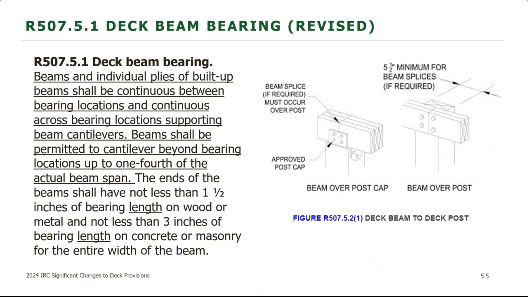The second sentence was also actually up above, and they slid this down as well. And that says a beam shall be permitted to cantilever beyond the bearing locations up to 1/4 of the actual beam span. So if you have a beam span that in those tables you're permitted to have an 8-foot beam span, you can now do a 2-foot cantilever. That's 1/4 of the actual beam span. And then the bottom sentence there just adds in the word length just to make sure that it's very clear that the ends of the beams shall have 1.5 inch bearing length onto the wood or metal and not less than 3 inches of bearing length onto concrete or masonry.